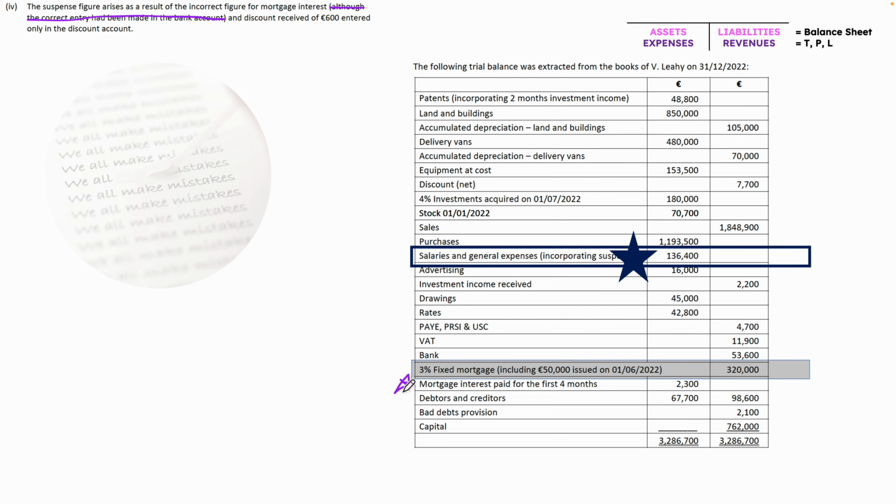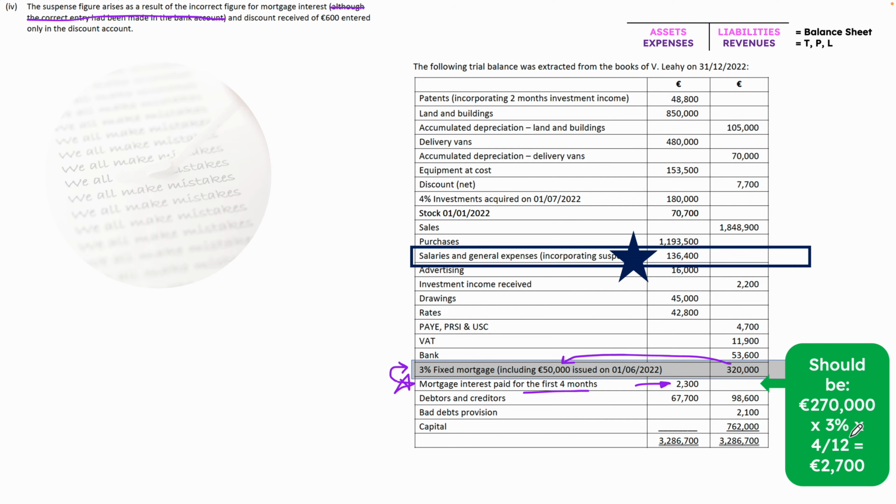So this figure here, they're saying that this 2,300 is incorrect. So mortgage interest paid for the first 4 months. So we need to look at our fixed mortgage information here. We've got a 3% fixed mortgage, including 50,000 issued on the 1st of the 6th, 2022. So before my top up in the first 4 months, I would have had a mortgage of 270. So 270 multiplied by my 3% interest rate, multiplied by 4 over 12, that gives me €2,700. So I've got 2,300. I'm going to add 400 to that.